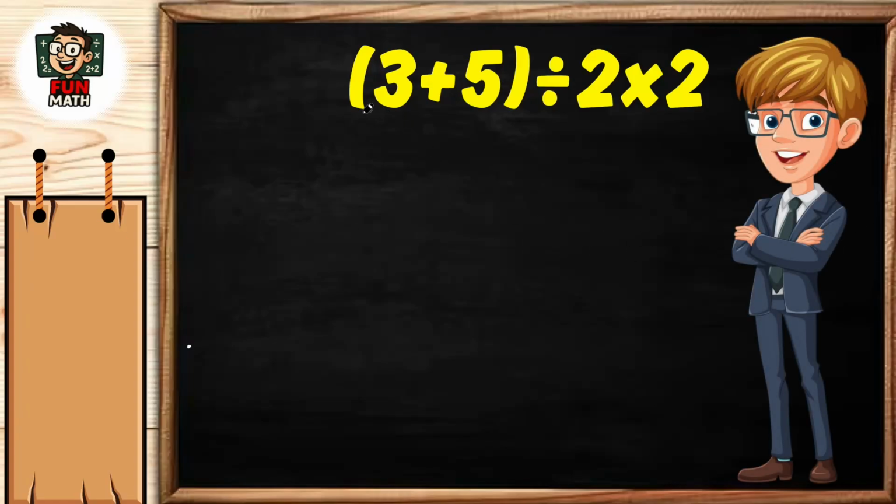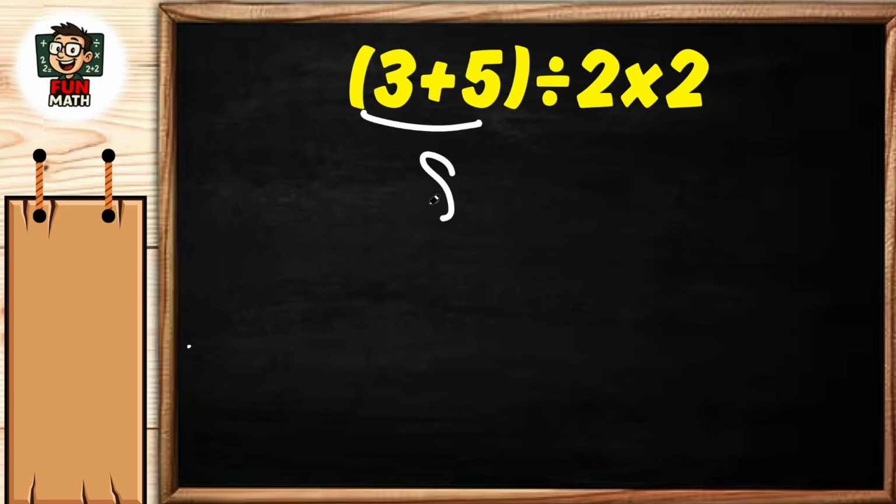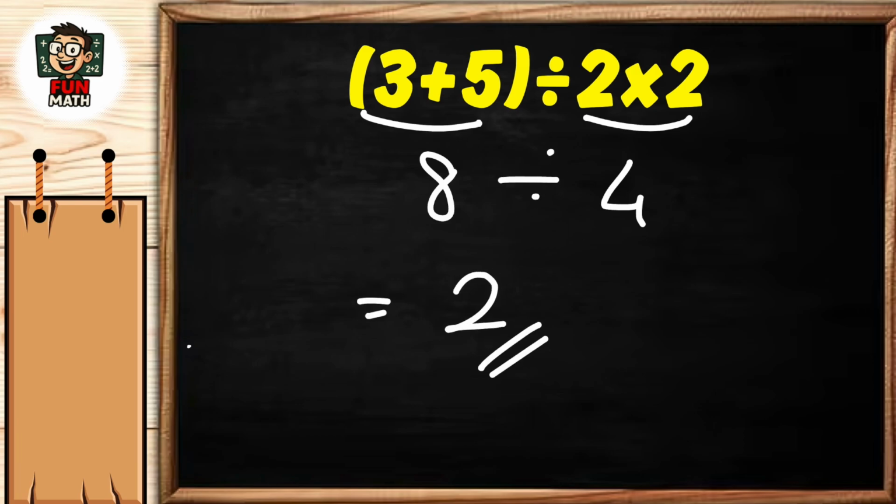Let's look at the solution. 3 plus 2 equals 8. 2 times 2 equals 4. Let's divide last. 8 divided by 4 equals 2. If you solve the question this way, you solved it incorrectly.